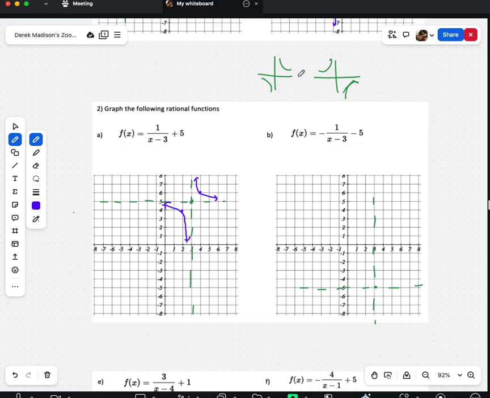And then negative, and so that means it's reflected, so this should be down here, and then this should be up there. So exact same transformations, just a new picture that we're working on it with.